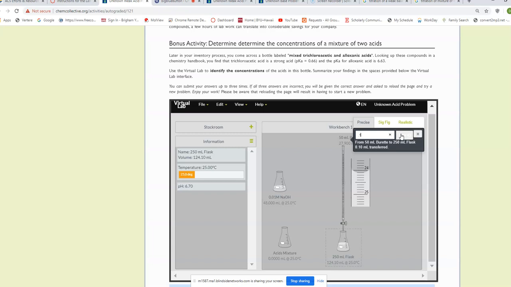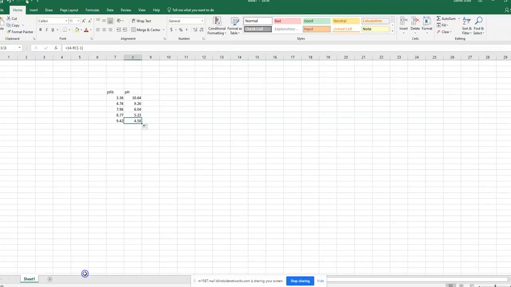The pKa for oxalic acid is 6.63. So here we had one equivalence point around 24.1. I'm going to type that in here.